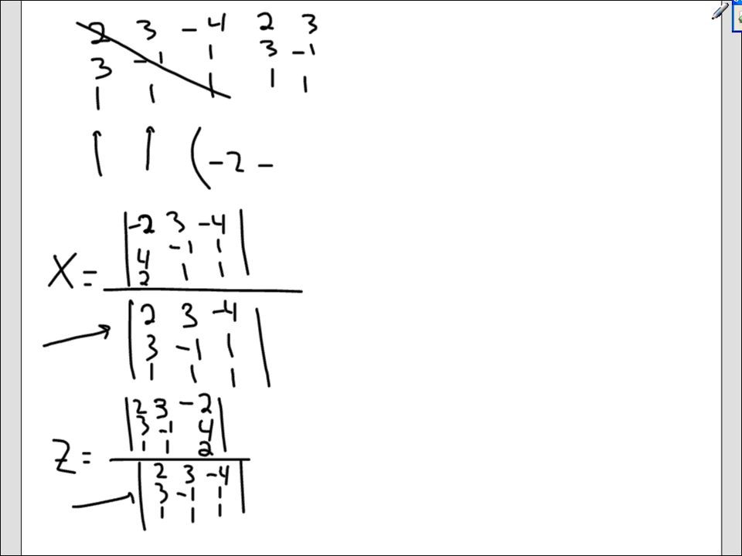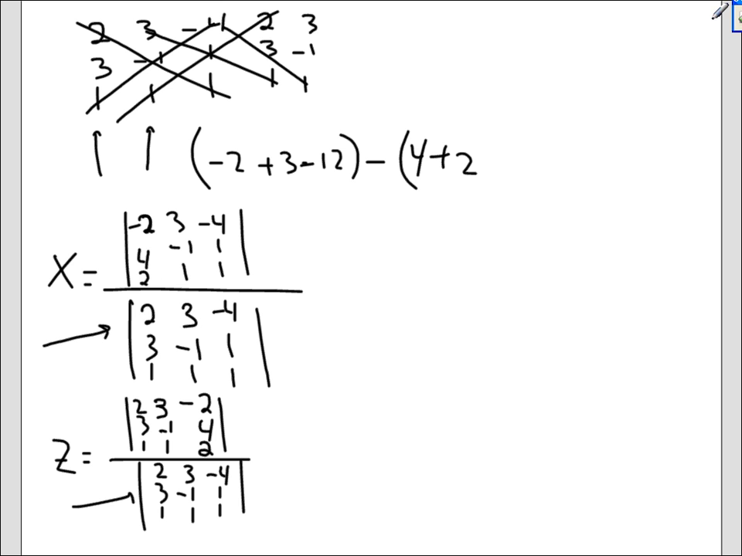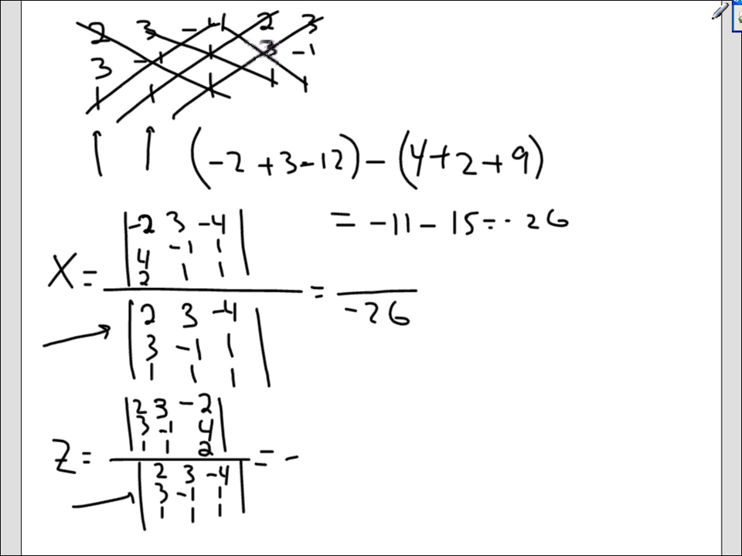That product is negative 2 plus this product is 3 plus this product is negative 12. So rather than adding negative 12, let's just take away 12. Minus. Now you go the other way. This product is 4 plus this product is 2 plus this product is 9. And that's it. This is negative 11 in the first bracket minus 15 in the second bracket. It's negative 26. So the bottom for both of these are negative 26.